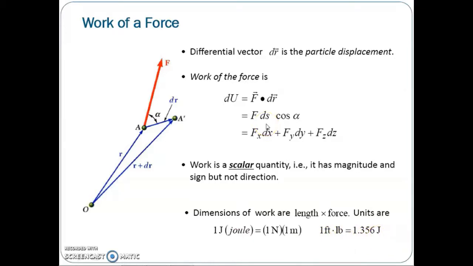If the force F has the same direction as dr, the work dU reduces to F ds. If F has a direction opposite to that of dr, the work reduces to dU equals negative F ds. If the force F is perpendicular to dr, the displacement, then we have cos alpha equals cos 90 equals 0, then the work dU will become 0.